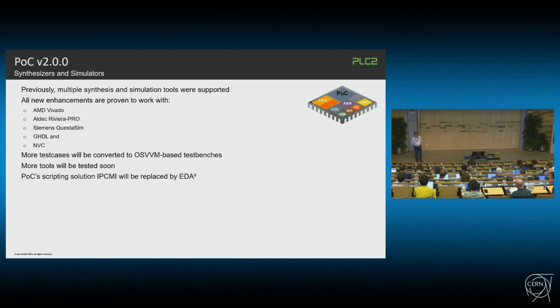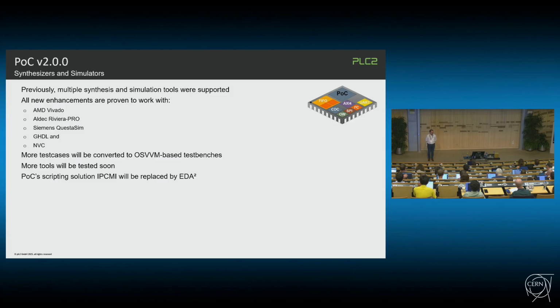So this is our main test base, and now we are trying to expand it also to Lattice, to Quartus, and so on. We also got contributions with test cases, so we found someone who is willing to write OSVVM test cases just for fun, so we got more and more test cases converted. And the scripting that's inside of the PoC-Library was Python-based, called IPCMI, IP Core Management Infrastructure. This will be replaced long-term with EDA Square.